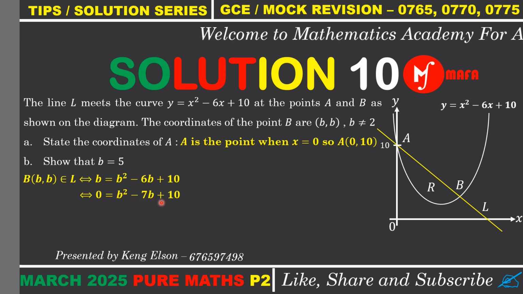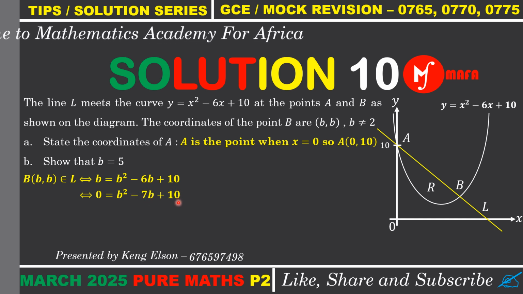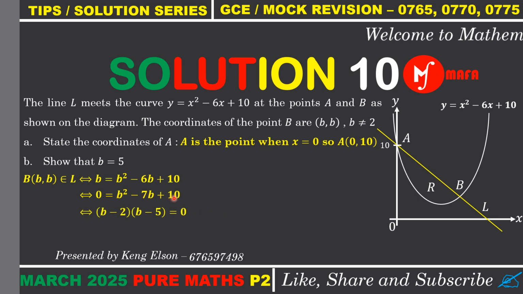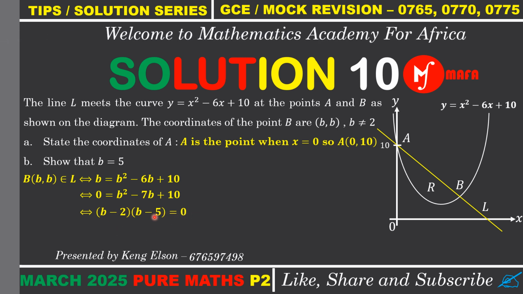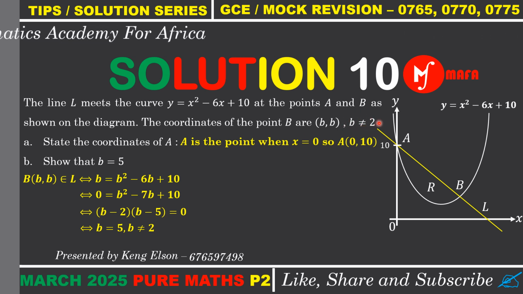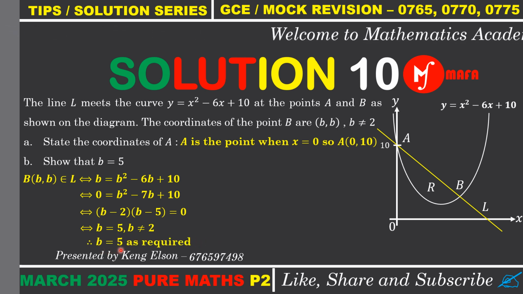Now we can factorize the right hand side by finding the factors of 10 that when we add we have negative 7, and when we multiply we get 10. Those factors are negative 2 and negative 5, which means that the right hand side can be factorized into b minus 2 times b minus 5. Equating everything to 0 and solving for b gives us that b is equal to 5 and b is equal to 2. But we have been told at the beginning that b is not equal to 2, which means that the only value of b we are going to take is b equal to 5. So we have proven that b is equal to 5.